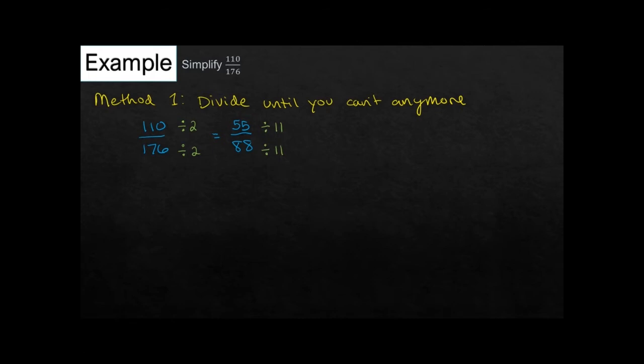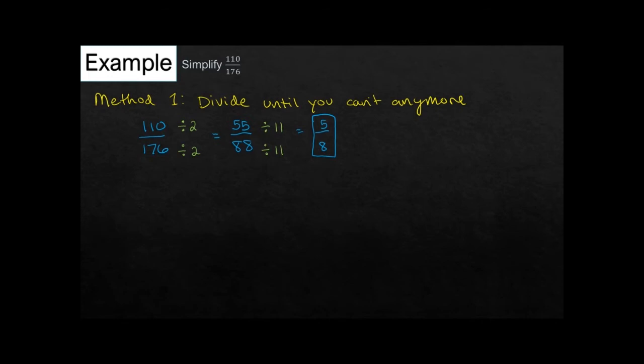I'm going to write that down, that I can divide them both by 11. Now 55 divided by 11 is 5, and 88 divided by 11 is 8. Now with 5 and 8, I know that there's no number in common. Those are small enough that I can just look at them and know I can't divide something out of both of those. So now that is the reduced form, or the simplified form.